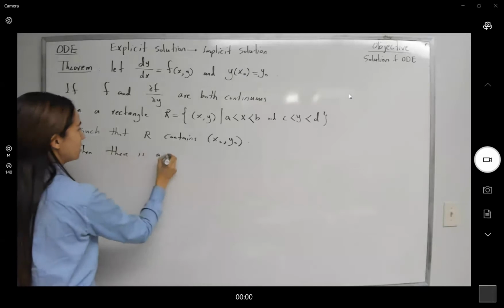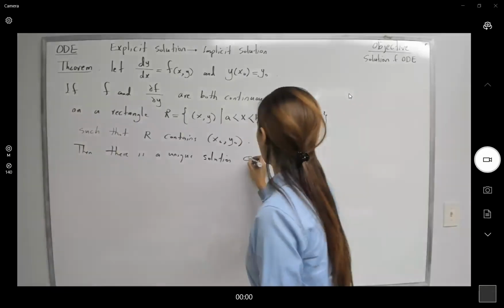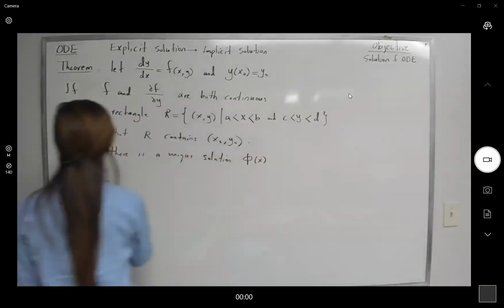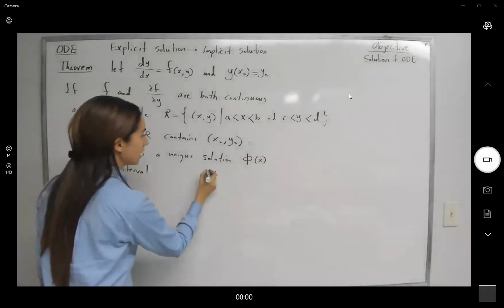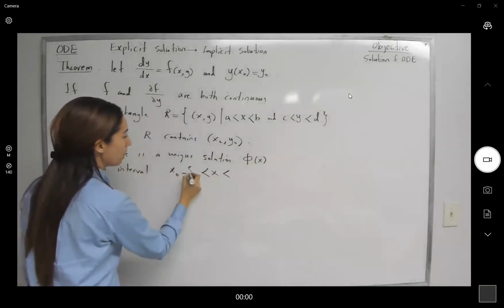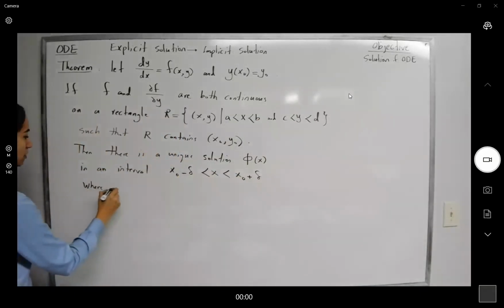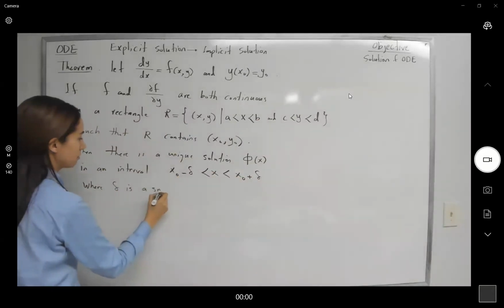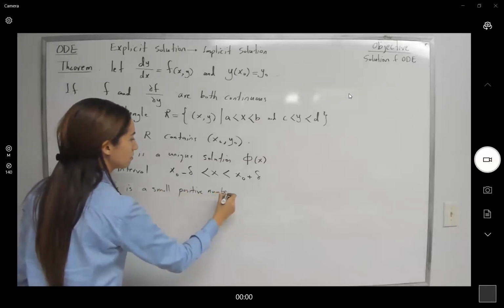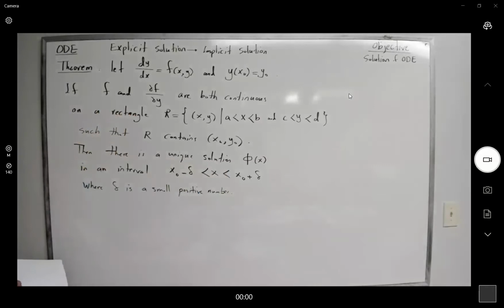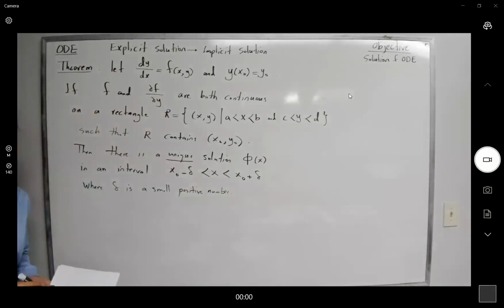there is a unique solution phi of x in an interval x bounded between x sub 0 minus delta and x sub 0 plus delta, where delta is a small positive number. So this theorem guarantees that we're going to end up with a unique solution for this initial value problem.